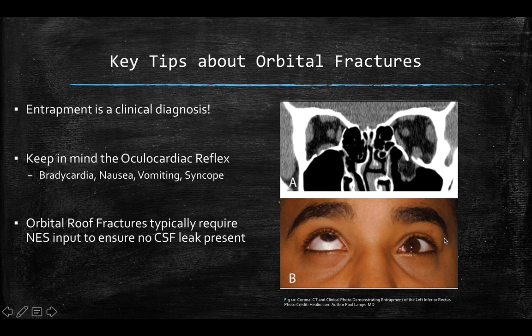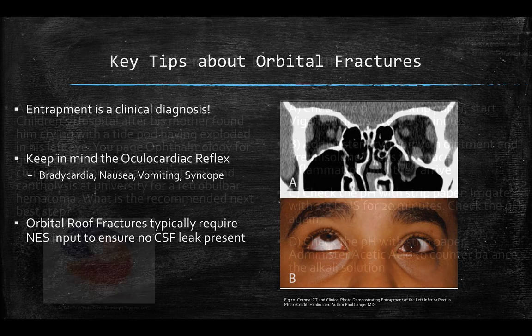This is an example of entrapment of the left inferior rectus. This patient is trying to look up and is having a tough time. You would expect him to have bradycardia, nausea, and tons of pain. And then orbital roof fractures typically require neurosurgery input to ensure that there are no signs of cerebrospinal fluid leak present. That's something to keep in mind as well.